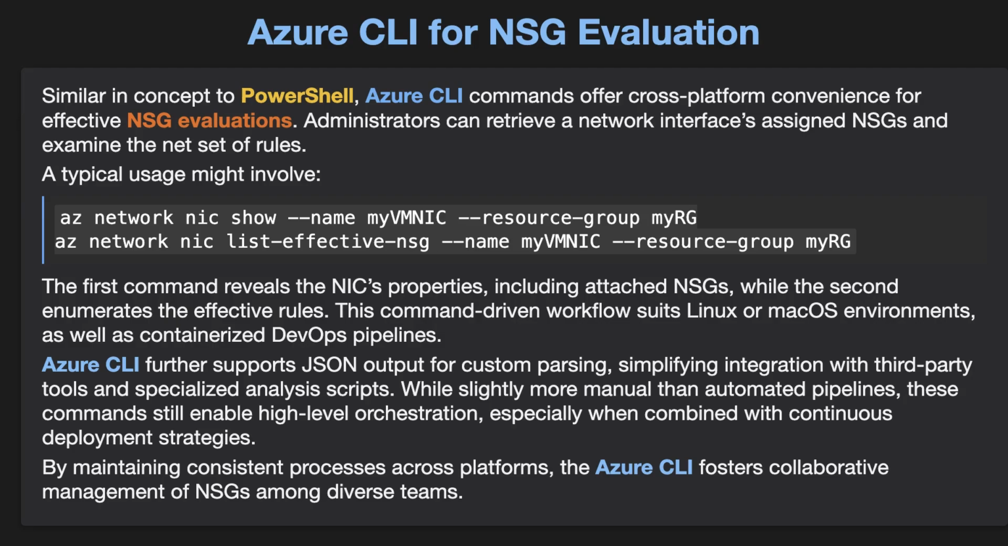Azure CLI further supports JSON output for custom parsing, simplifying integration with third-party tools and specialized analysis scripts. While slightly more manual than automated pipelines, these commands still enable high-level orchestration, especially when combined with continuous deployment strategies. By maintaining consistent processes across platforms, the Azure CLI fosters collaborative management of NSGs among diverse teams.